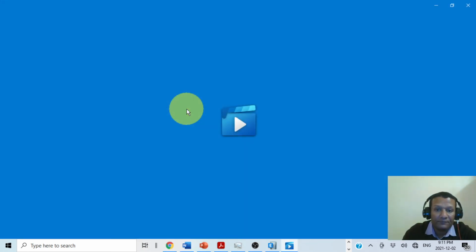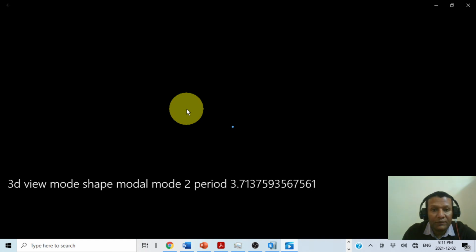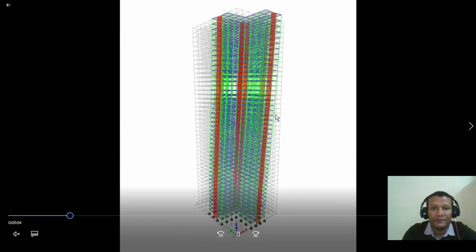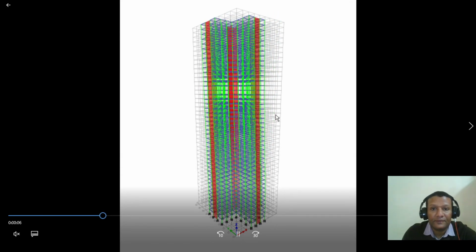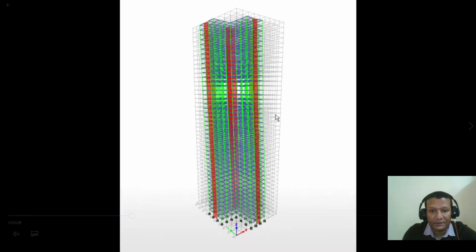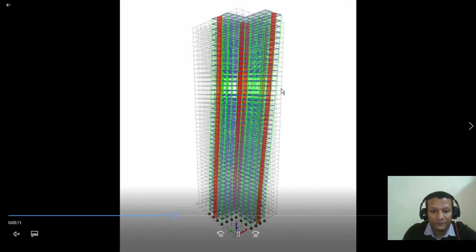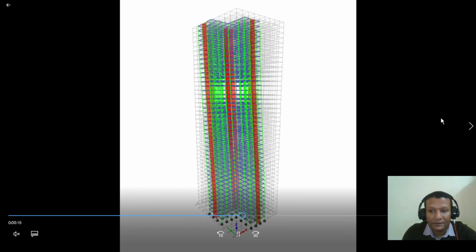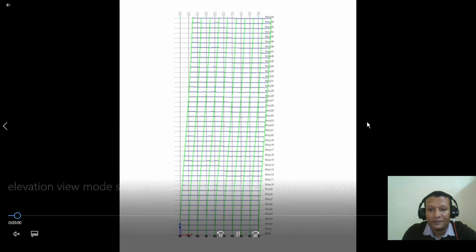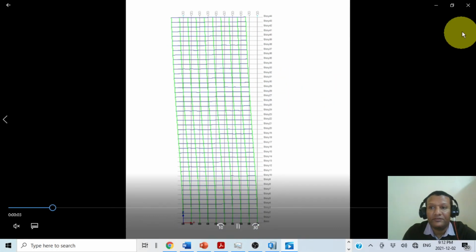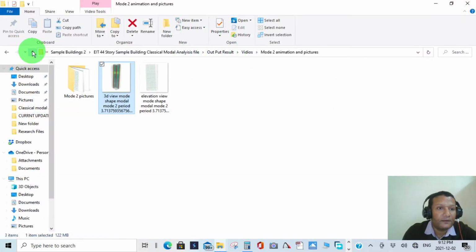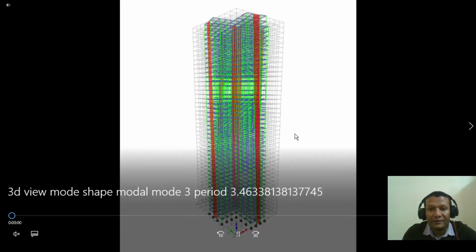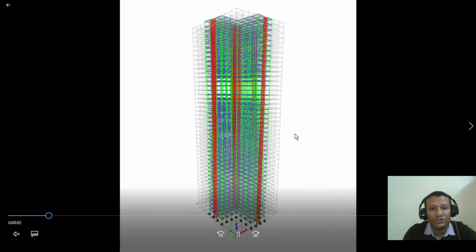it is pure translation in the Y direction. This is in the Y direction. So as you can see, it's in the Y direction. I recorded this one, and this is also the elevation. If you go to the third mode, this is torsional.